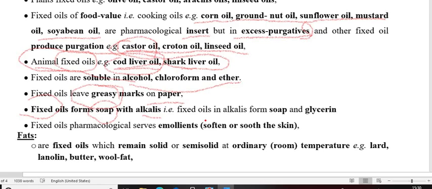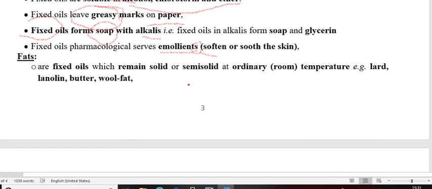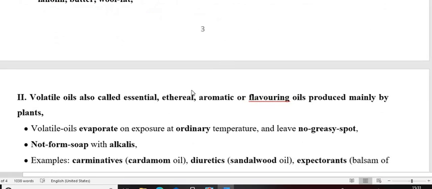Fixed oil in alkali forms soap and glycerin. Fixed oil also acts as an emollient. So what is the meaning of emollient? Emollients are agents, chemicals or substances, that when you apply them over the skin, soften the area where you have applied and soothe it. So these oils also possess the emollient property of softness and soothingness. This is very important.